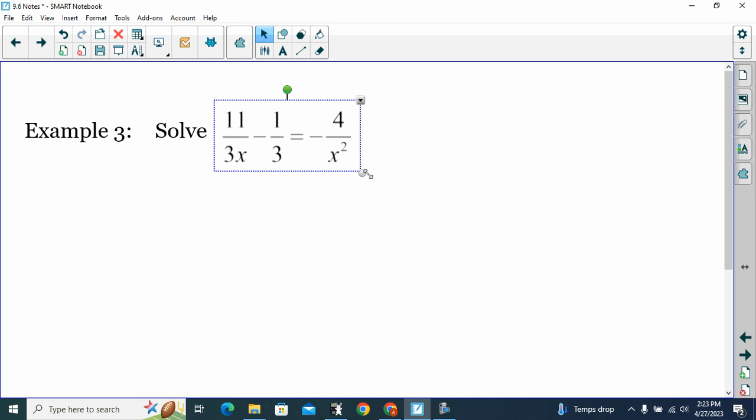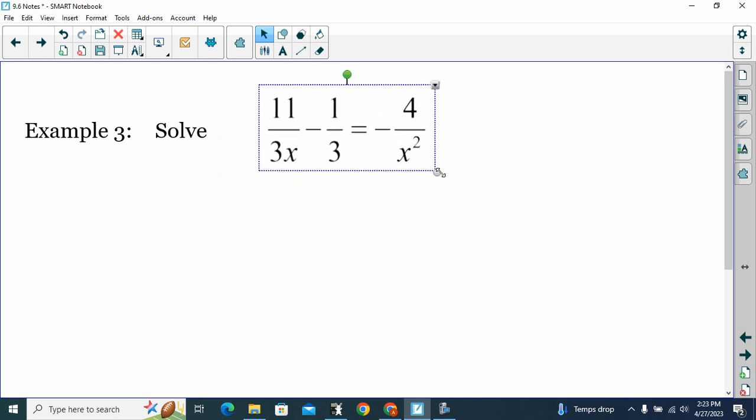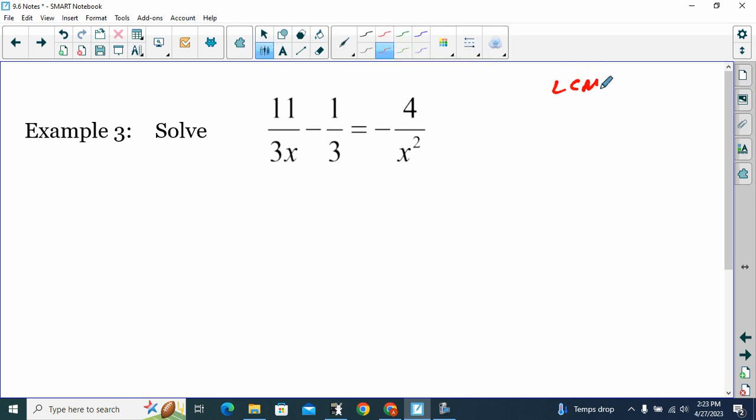Example 3. 11 over 3x minus 1/3 is equal to negative 4 over x squared. Our LCM: I need 3. Here I have an x. Here I don't have any x's. Here I have x squared. The biggest one is x squared. 3x squared should be our least common multiple. That's what we're multiplying both sides by.